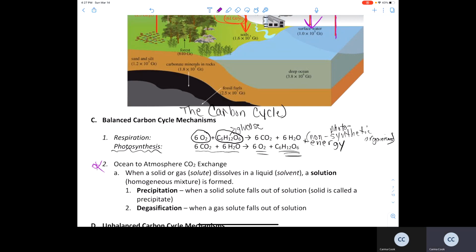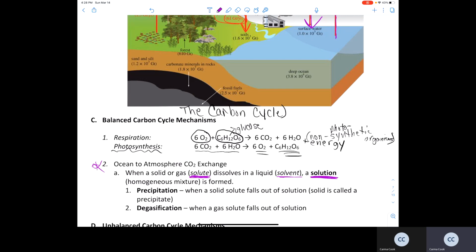And so whenever you have CO2, which is a gas, or a solid for that matter, when they dissolve in a liquid like the ocean water, that solid or that gas that gets dissolved in the liquid is called a solute. The liquid dissolving the solid or gas is called the solvent. The solute and the solvent combined together form a homogeneous mixture, also called a solution.